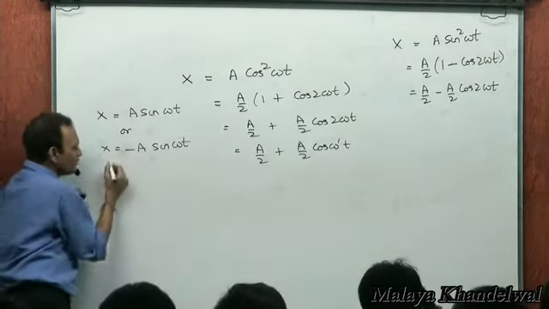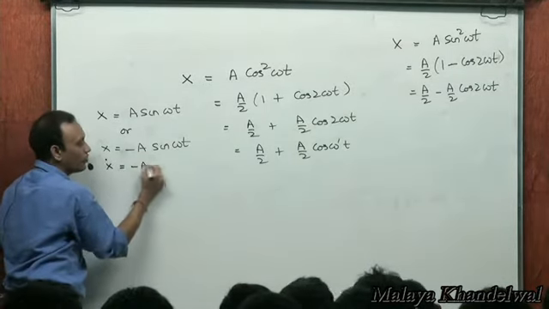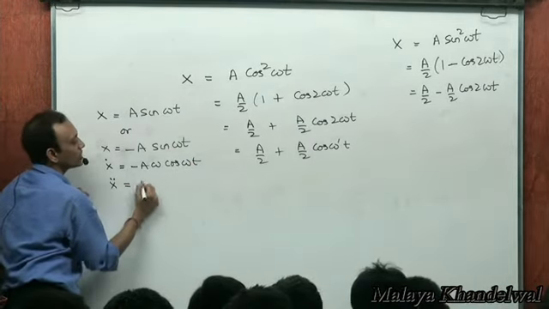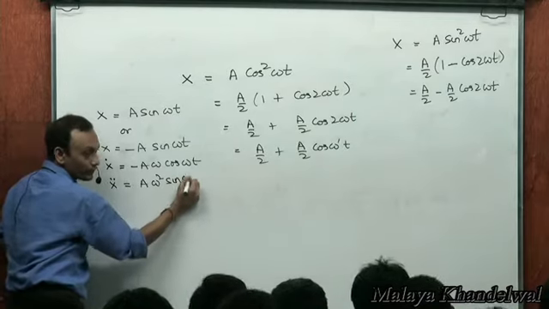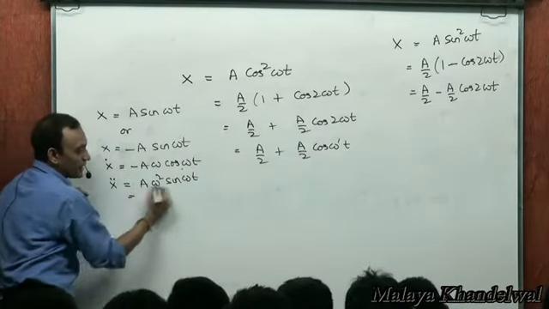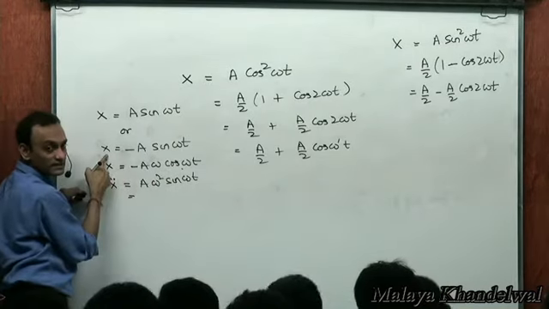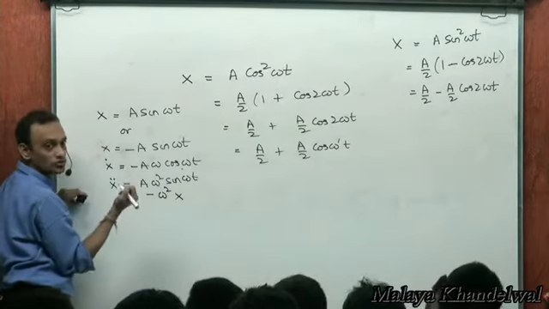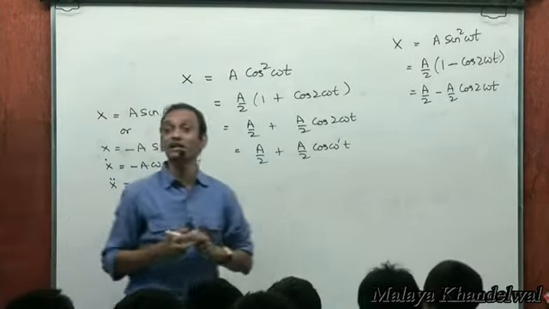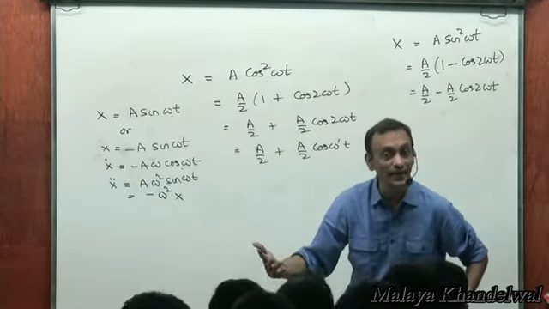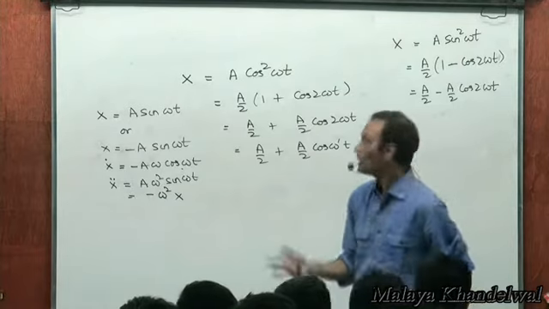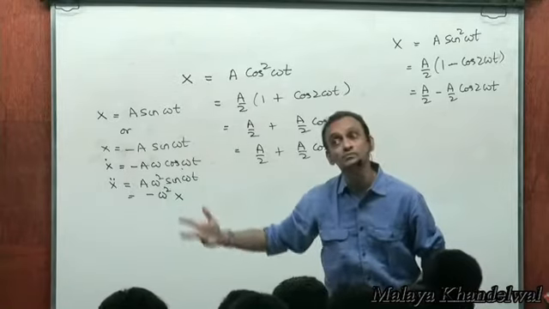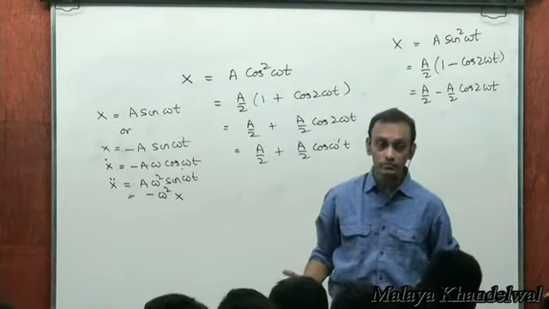Yes, because if you differentiate this, you get x dot is minus A omega cos omega t. Differentiate one more time, you get x double dot is A omega squared sine omega t. But A sine omega t is what? Minus x. So this is minus omega squared x, which is also simple harmonic. Similarly, x equal to A cos omega t is simple harmonic, and x equal to minus A cos omega t will also be simple harmonic. X equal to A cos square omega t or x equal to A sin square omega t, both will be simple harmonic. Do you all understand this?